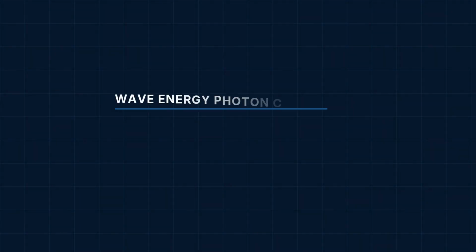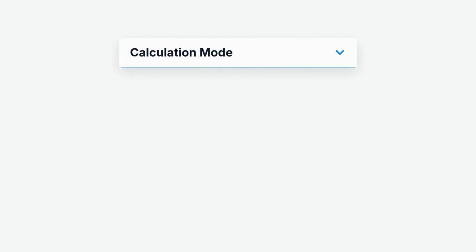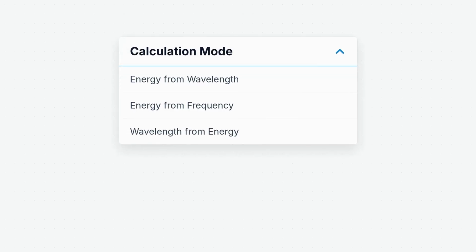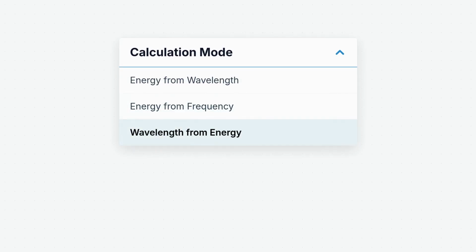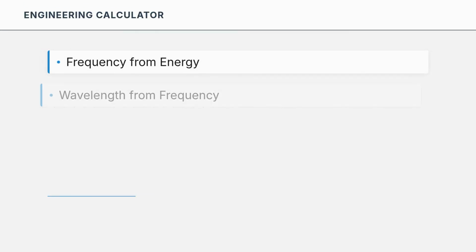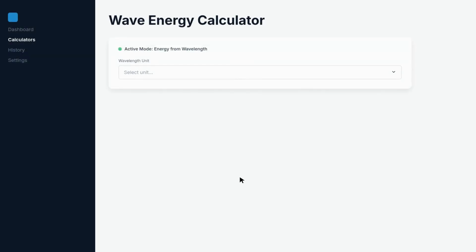The Wave Energy Photon Interactive Calculator solves electromagnetic wave relationships between wavelength, frequency, and photon energy. The calculator has three main inputs with drop-down menus. First, the calculation mode drop-down lets you choose between 6 conversion options: energy from wavelength, energy from frequency, wavelength from energy, frequency from energy, wavelength from frequency, and frequency from wavelength.